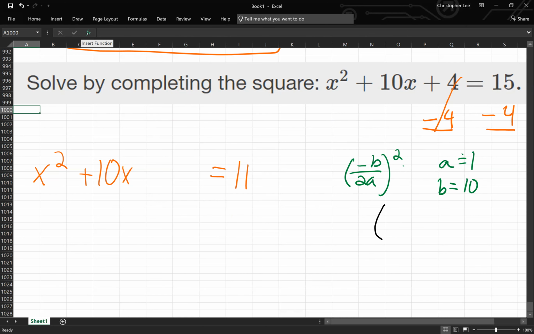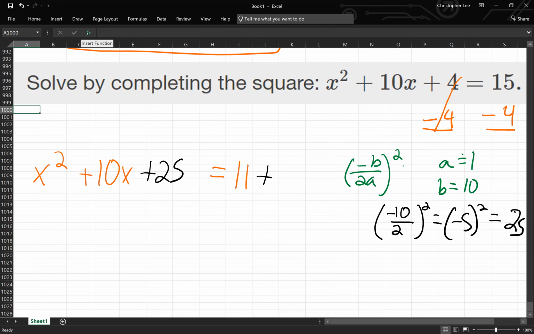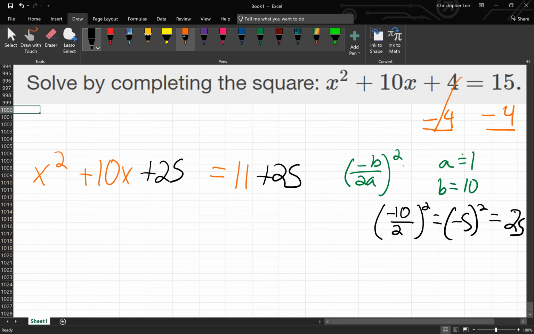5 squared. Very good. All right. So this would be 10, negative 10, whatever, over 2 squared, which becomes negative 5 squared, which is what? 25, right? So now that's what I want to add to both sides of this equation. I'm going to add 25 over here and add 25 over here, right? So now what do I have?